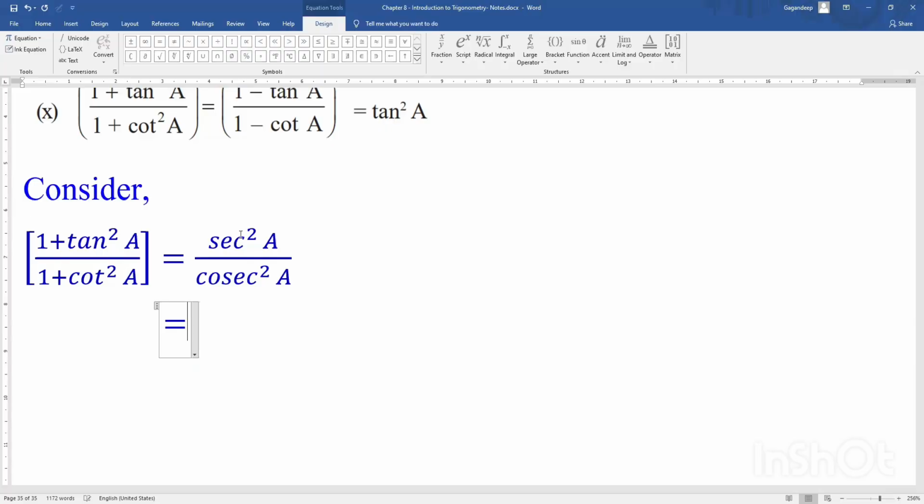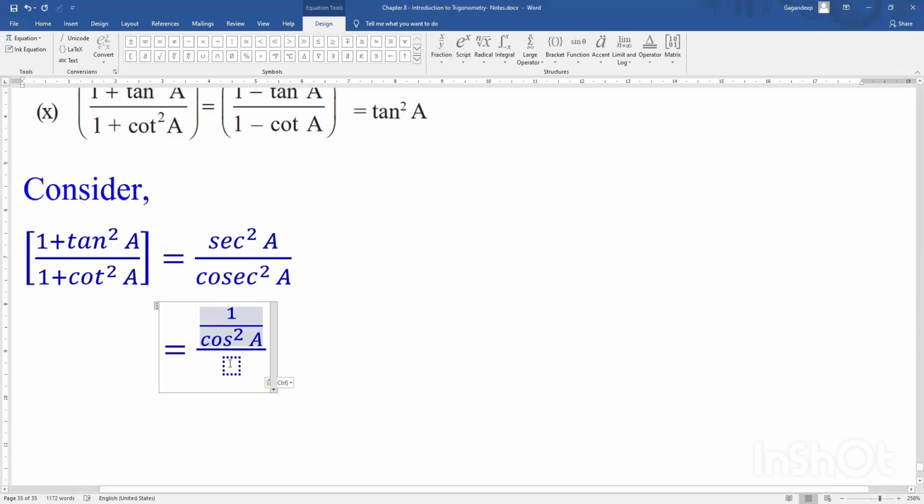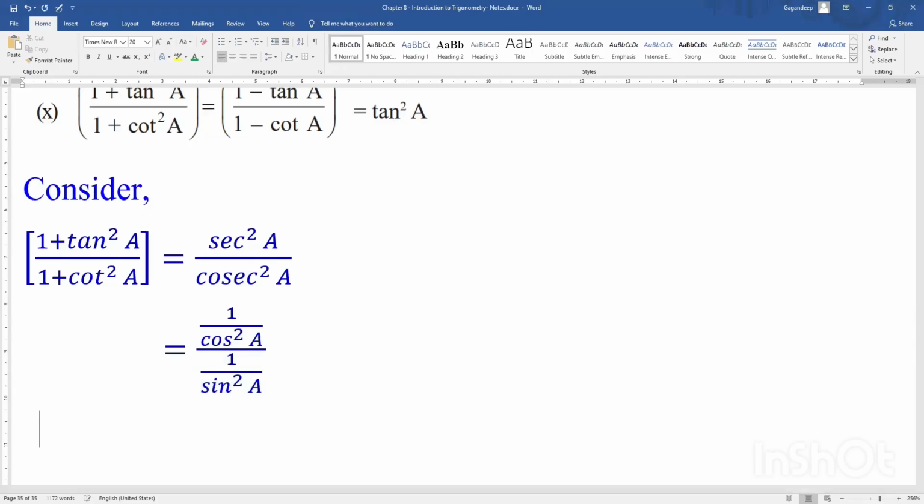Now we know that secant square A is nothing but 1 by cos square A, right? So secant square I write as 1 by cos square A. And what is cosecant square A? Cosecant square is 1 by sin square A, right? So let me write. Because here secant and cos are reciprocal of each other. Similarly, sine and cosecant are reciprocal of each other. That is how you need to remember.